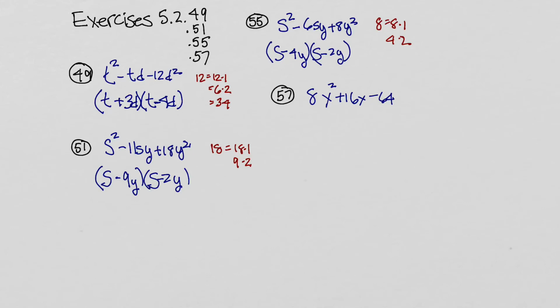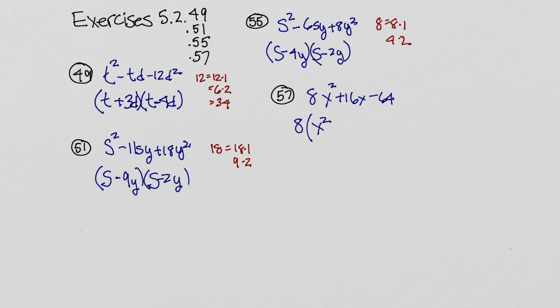Now in number 57, we can notice here that we've got an 8, a 16, and a 64. So there is a common factor here. 8 is common to all three of those terms. So let's factor that 8 out first. And if we do that, we're left with, okay, we had 8x squared. We remove the 8, so we're left with just the x squared.